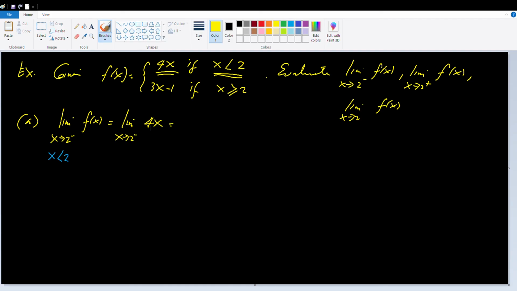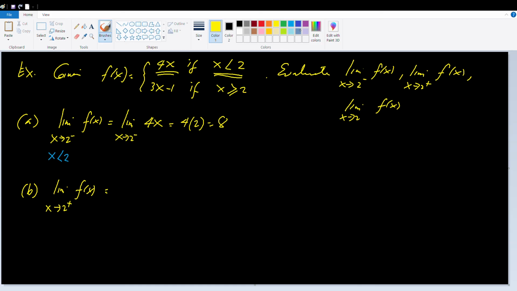Then, apply the limit theorem. And for this, by substitution method, the limit of 4x as x approaches 2, again, be reminded that this is not negative 2. The negative symbol above the number 2 means that x is approaching the number from the left. So 4 times 2, that will be equal to 8. How about the right hand limit? The limit of f of x as x approaches 2 from the right.